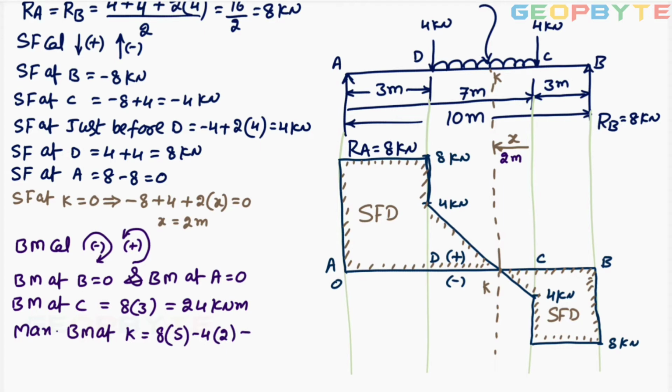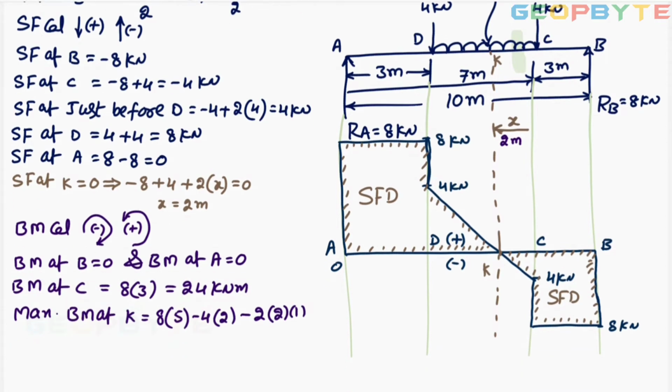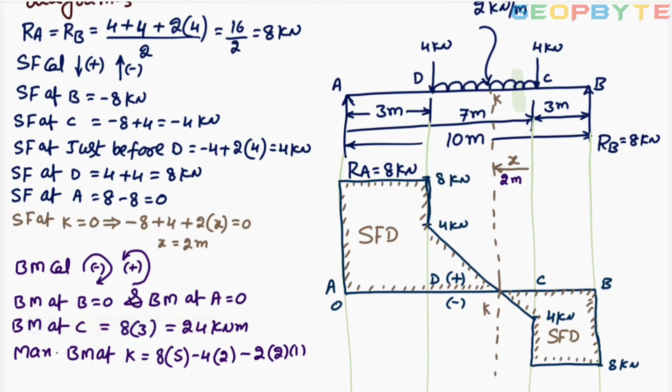Effect of UDL here is 2 kilonewton per meter. UDL multiplied by UDL distance gives the point load. Assume that point load is acting at the middle of that K distance, the middle of the DC. From that middle point you take the distance up to K, that is 2 by 2 equal to 1. Simplify that value.